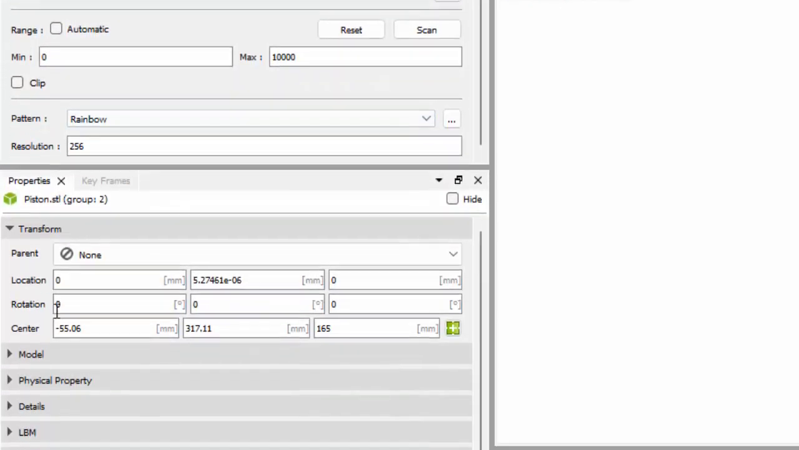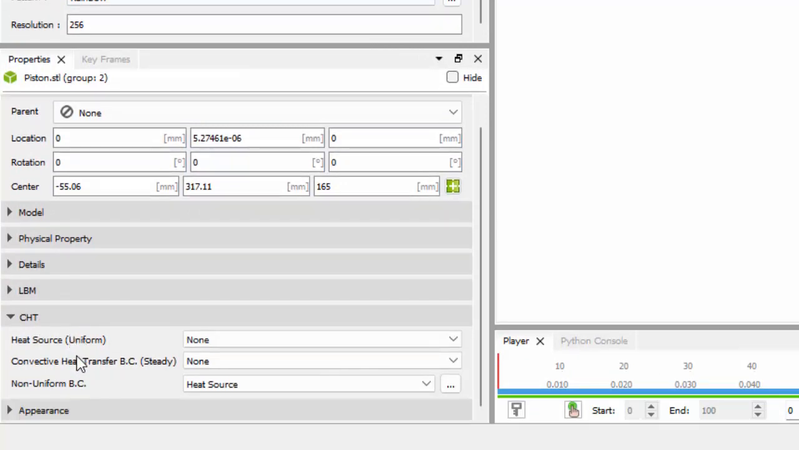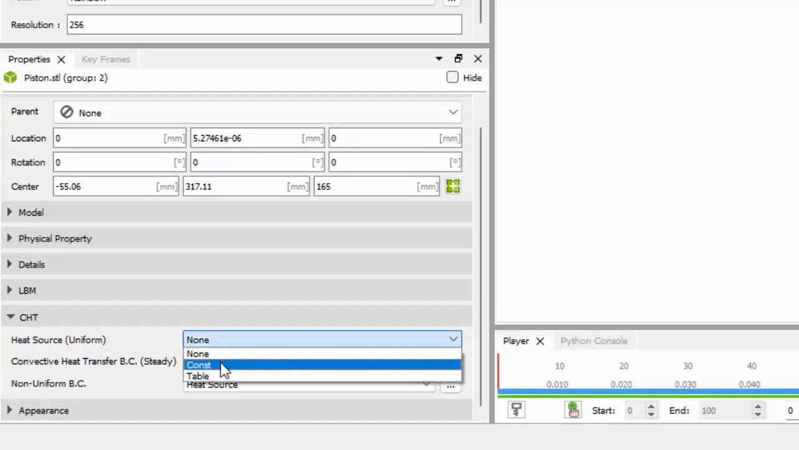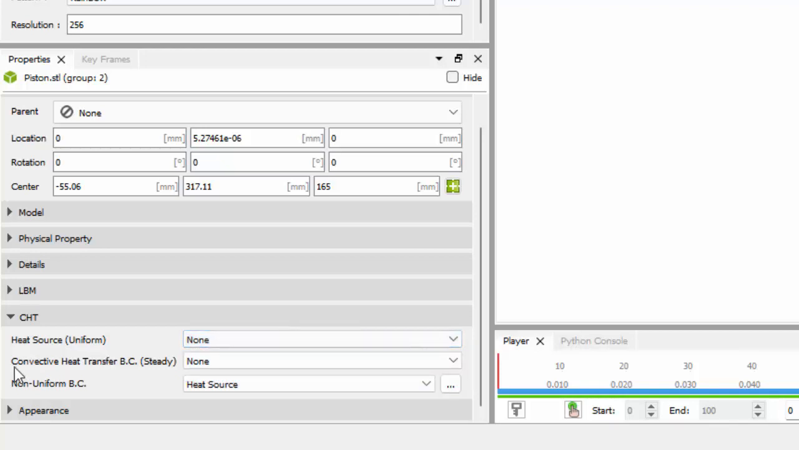go to Properties and CHT, and here we are able to see all of the options for different boundary conditions that we can apply. So we still have the option for applying a uniform heat source, and this can either be a constant over the entire course of the simulation, or we can apply one that varies with time using the table. We can also apply a convective heat transfer boundary condition.